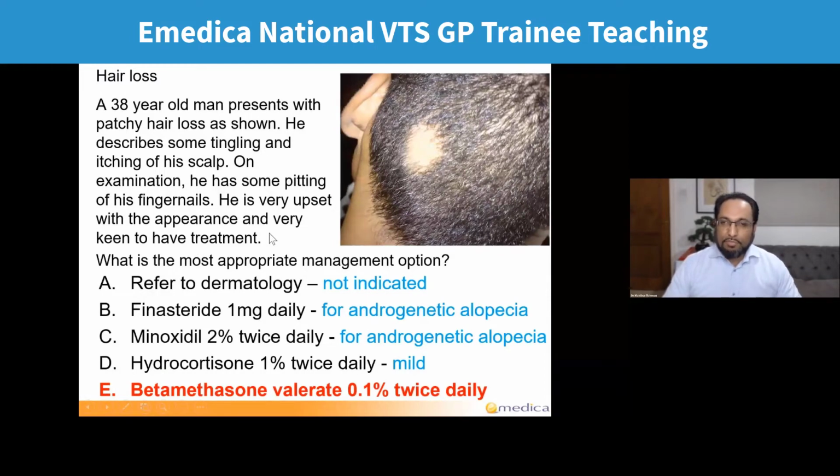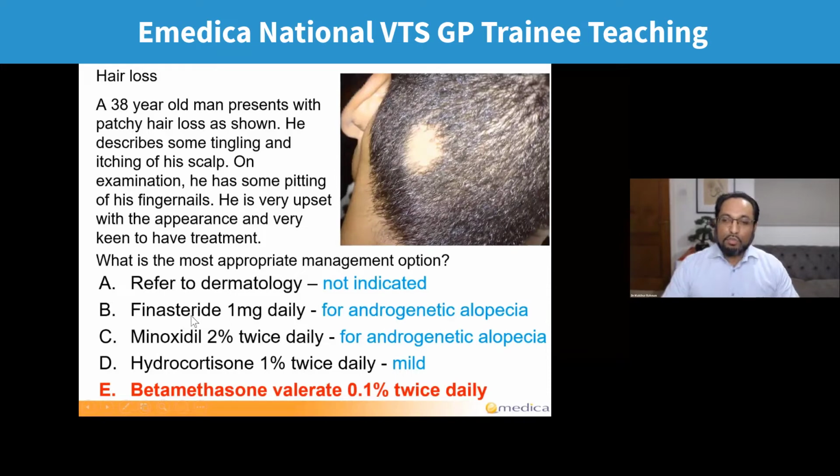Because if there's some signs of regrowth and the patient isn't really keen to have treatment, you could just leave it alone and see if it starts improving, especially if it's not huge patches. So there's no indication for referring to dermatology at this stage. If you tried this and it didn't work, or if it was more widespread and you weren't sure what the diagnosis was, then you might refer to dermatology, but at this stage it's not indicated.